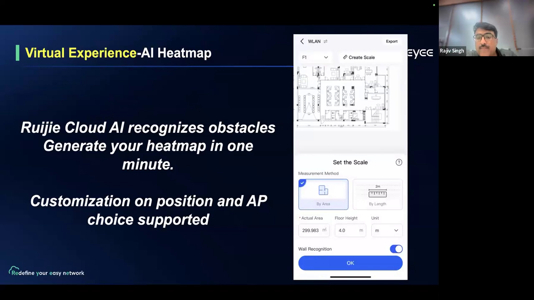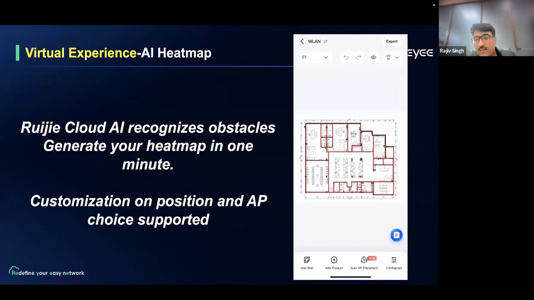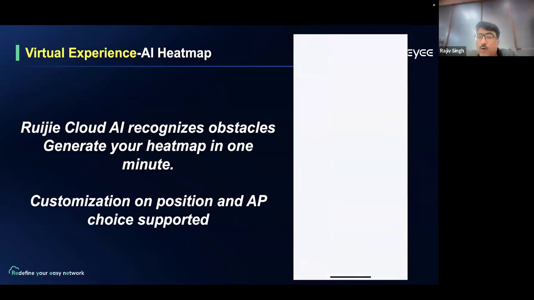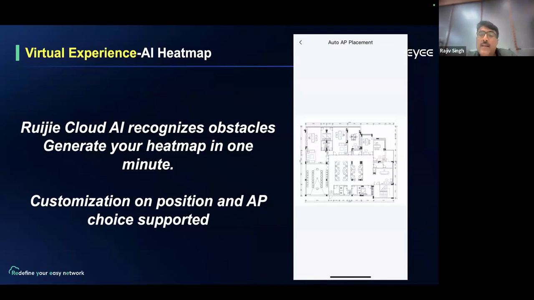Okay, we put in the area. Wall recognition, auto wall recognition, you can select. Wall recognition happens automatically. Here what I did, I don't know anything about how to create the floor plan, so I ran the auto AP placement. This AI will help me to place the access AP automatically.